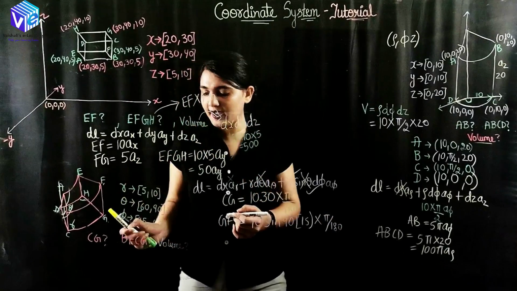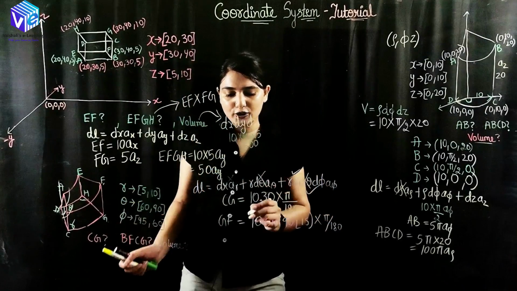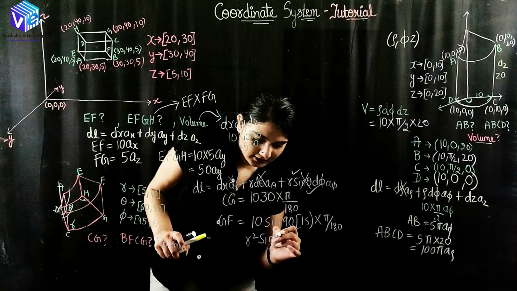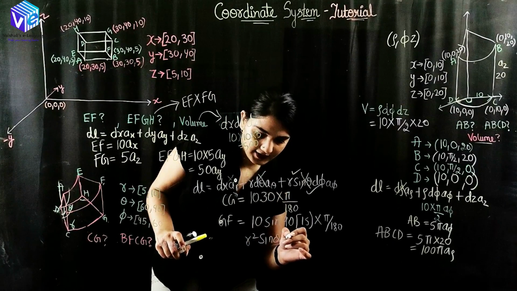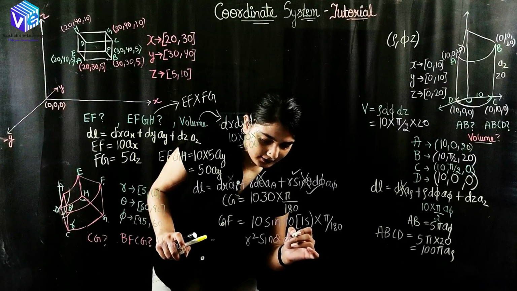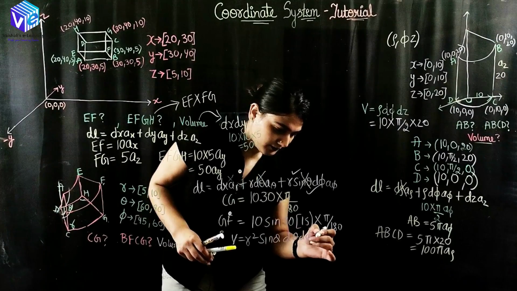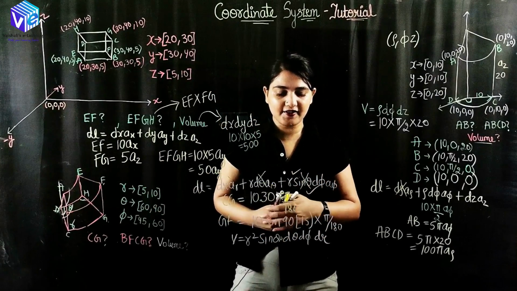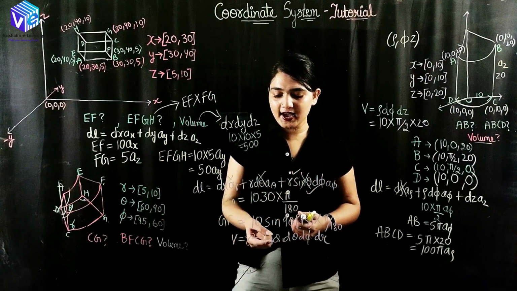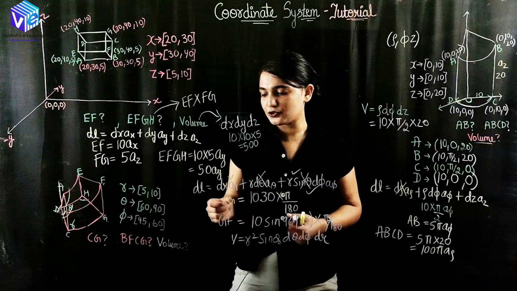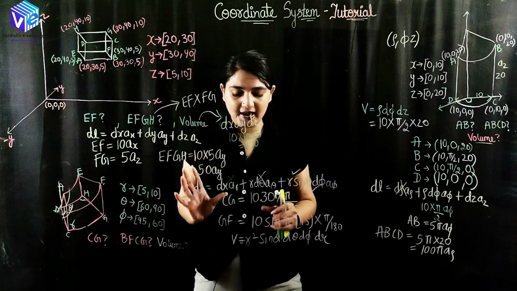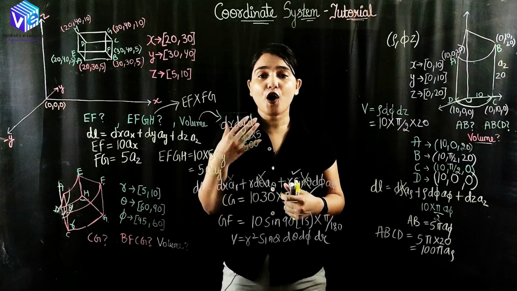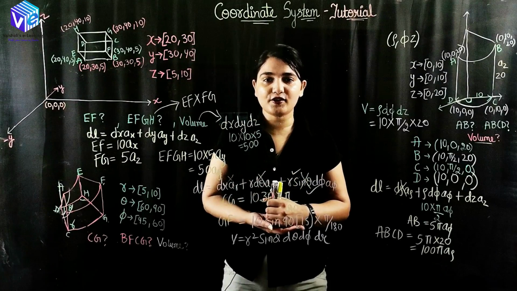Now if I have to find out the volume, so volume here is given by r squared sin theta d theta d phi multiplied by dr. So now I know what is d theta, d phi, dr. I know what is r and I know what is sin theta. So here I can easily find out the volume. So this is how I can find out all of the parameters in all of the coordinate systems.